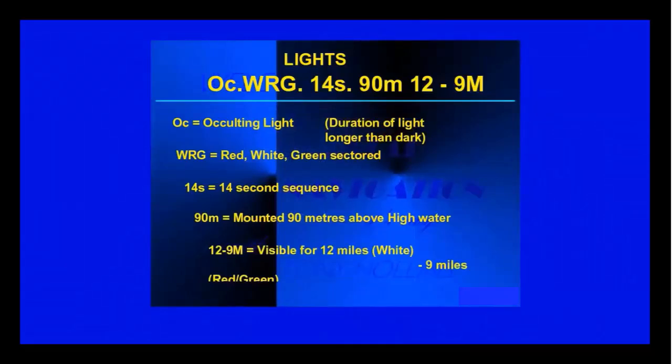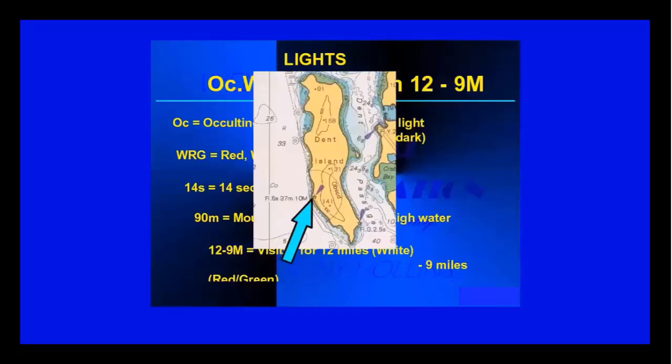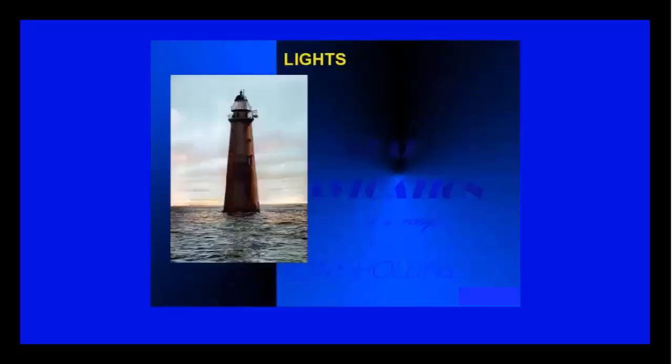Have a look at the light on the western side. It's designated as FL 5S 37M 10M, which means that this light flashes white. It's assumed to be white when no other colour is given. Every 5 seconds, it is mounted 37 meters above high water and can be seen for up to 10 miles under normal conditions. Here are a few of the other abbreviations you'll meet.